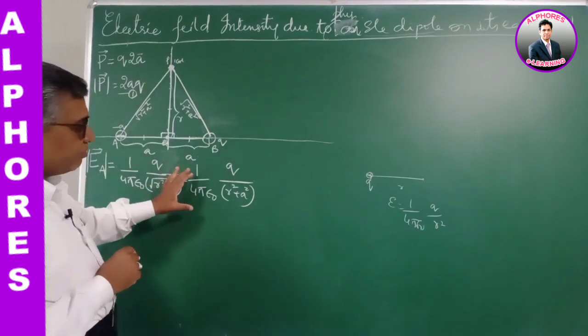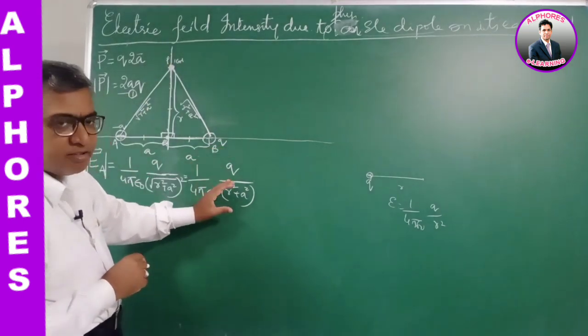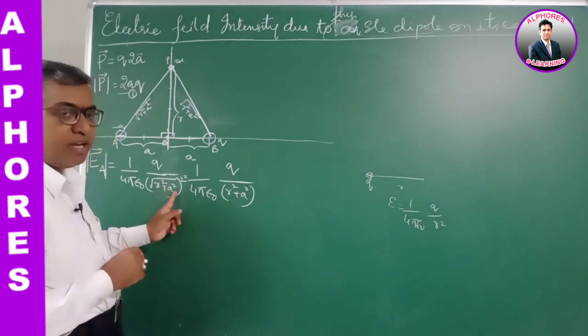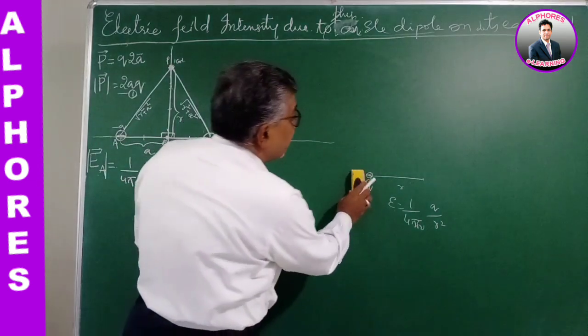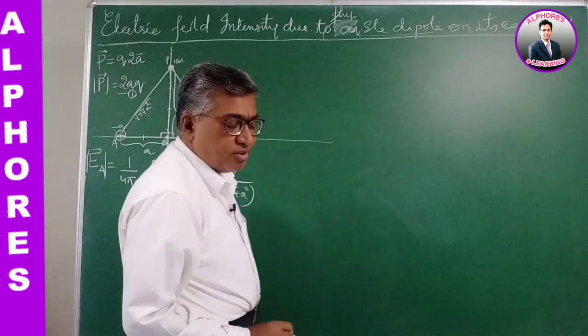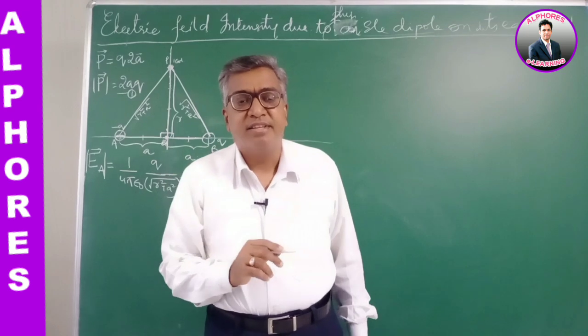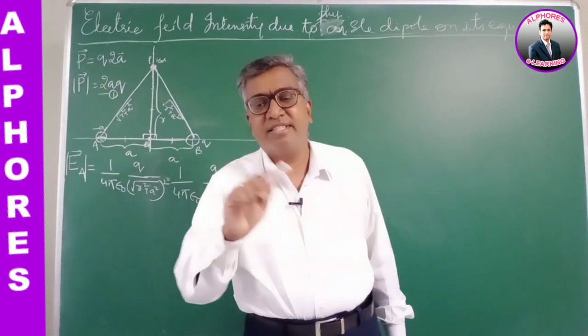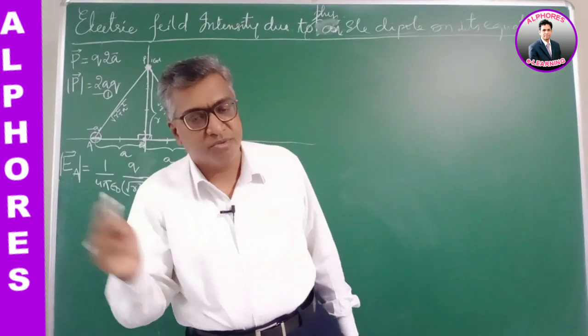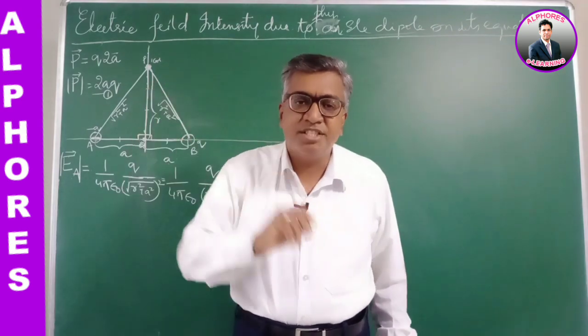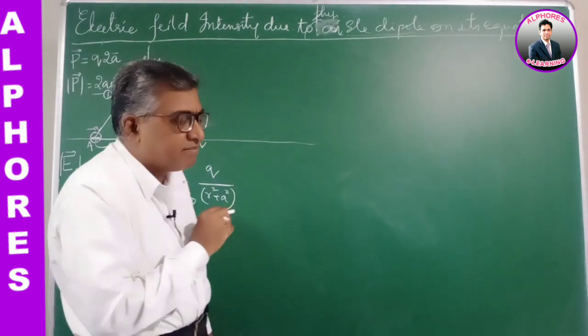It is 1 by 4 pi epsilon naught, charge Q by the distance of the point, root of R square plus A square, whole square. Now, what is the direction? You know, electric lines of force. A line of force is an imaginary curve along which a unit positive test charge will move. And the tangent drawn to that gives the direction of the electric field strength.